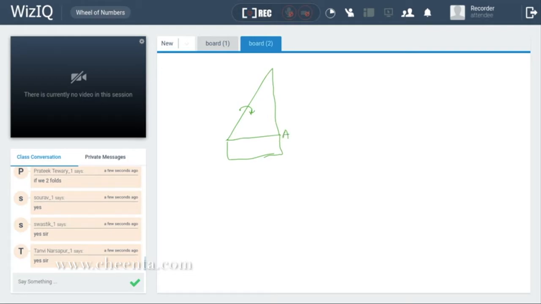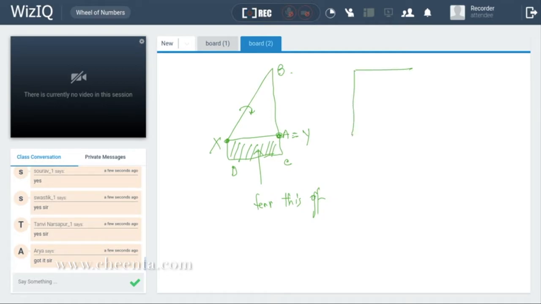The point A is here, B stays here, this is C, this is D. Suppose this point is X, and this point where it hits BC is Y. Okay, so we can forget about this portion. You can tear this off, right? Tear this off, and you have something called a square sheet of paper with you.